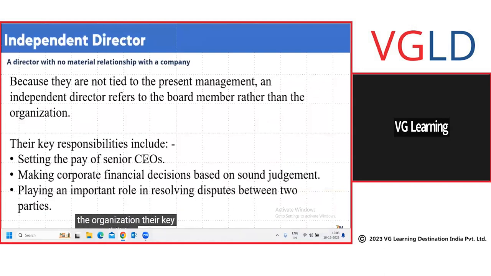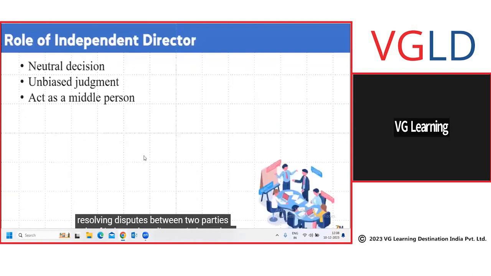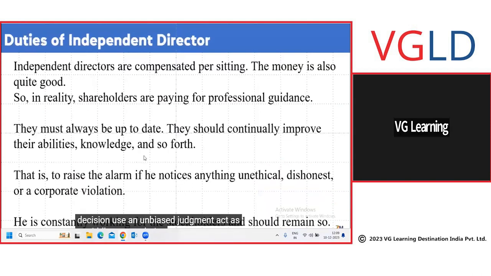Their key responsibilities include setting the pay of senior CEOs, making corporate financial decisions based on sound judgment, and playing an important role in resolving disputes between two parties. Role of independent director. Independent directors play roles, take neutral decisions, use unbiased judgment, and act as a middle person. Duties of independent director. Independent directors are compensated per sitting. The money is also quite good.